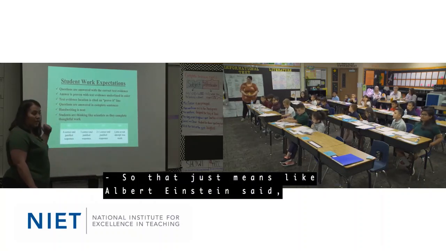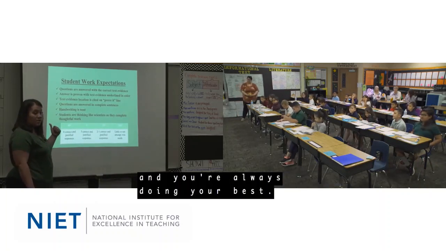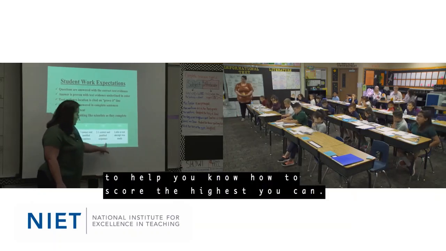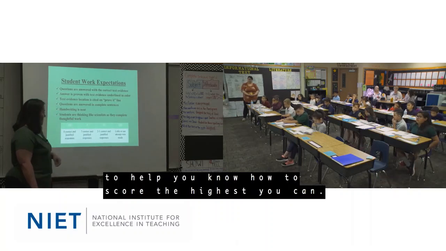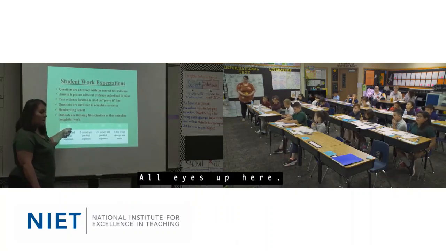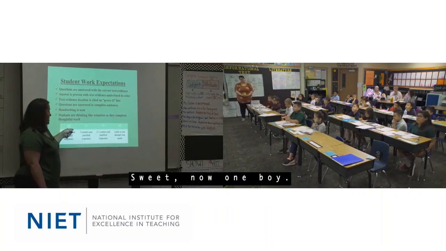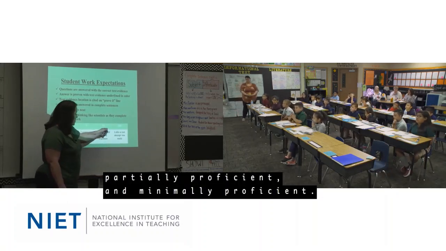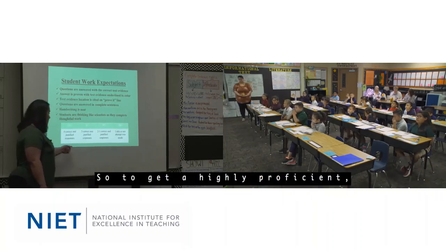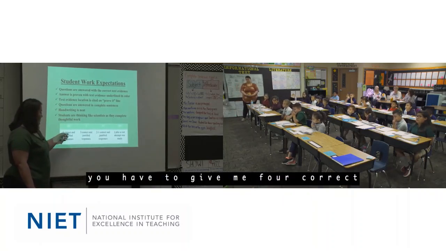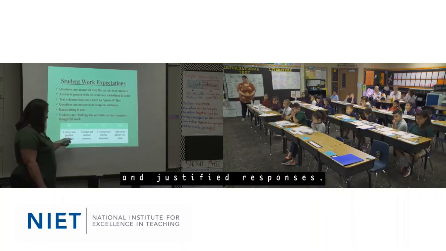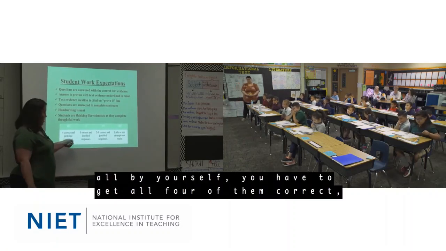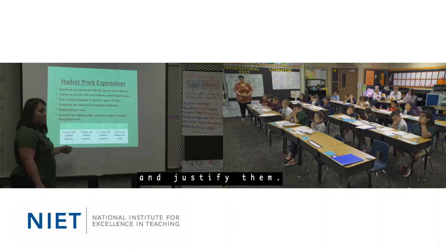So that just means, like Albert Einstein said, you're always questioning and you're always doing your best. And here is a little rubric to help you know how to score the highest you can. So we've got highly proficient, all eyes up here. Highly proficient, proficient, partially proficient, and minimally proficient. So to get a highly proficient, you have to give me four correct and justified responses. So the four answers you're going to be giving me all by yourself, you have to get all four of them correct and justify them.